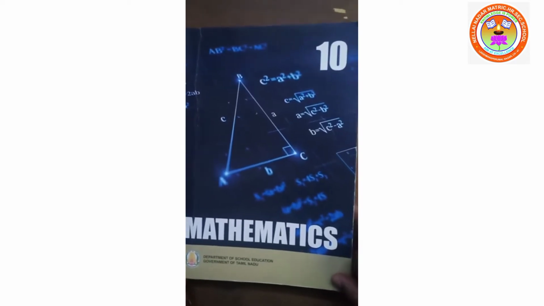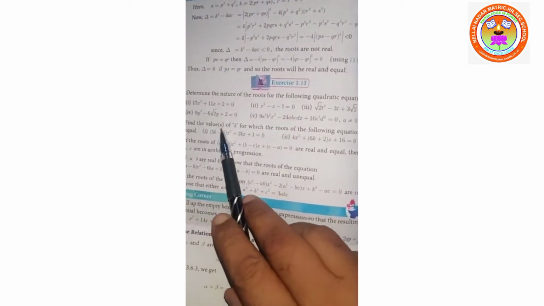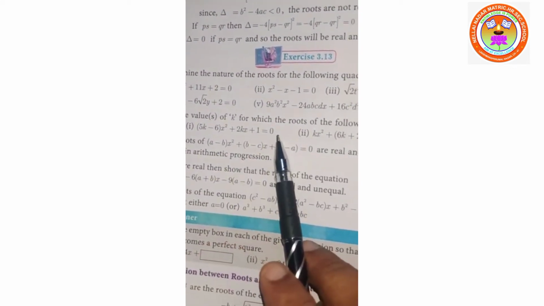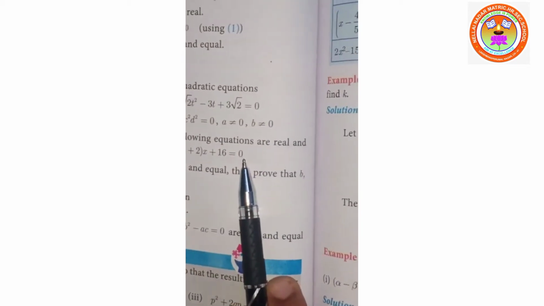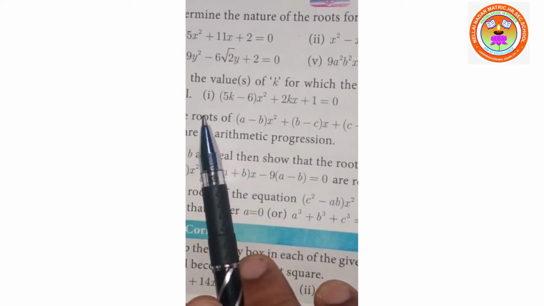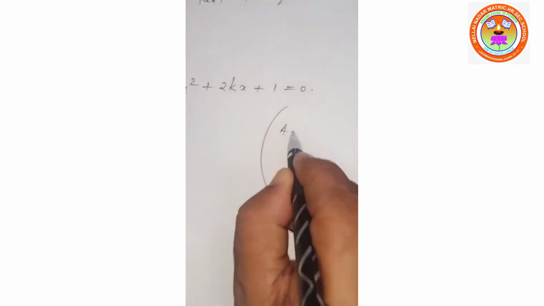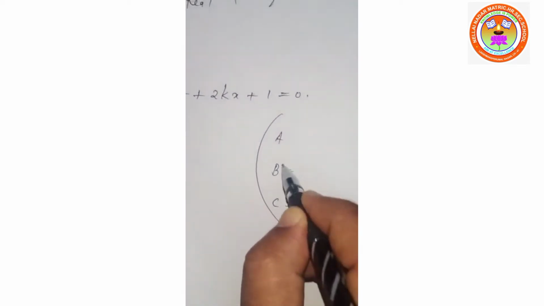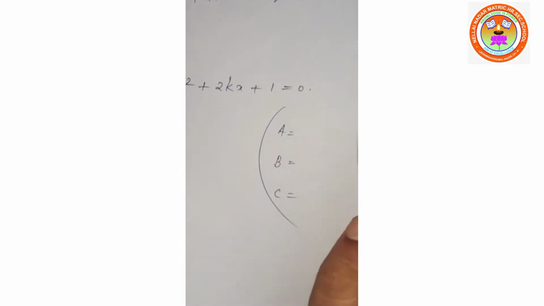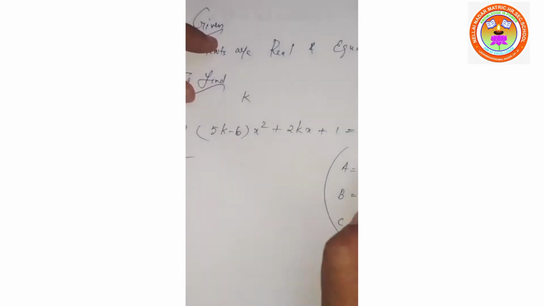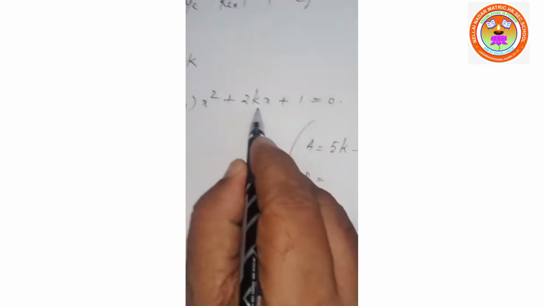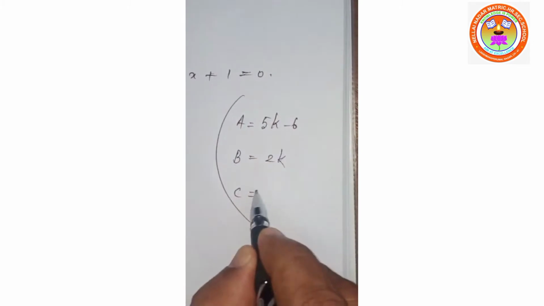Hi students, this is Sivakumar. 10th standard mathematics, chapter number 3, continuation of exercise 3.13. Find the value or values of k for which the roots of the following equations are real and equal. 2 subdivisions are there. We can do one by one. Write capital A, B and C. You can take small abc or capital ABC. Capital A is the coefficient of x squared, that is 5k minus 6. And B is the coefficient of x, that is 2k. And C is the constant term 1.